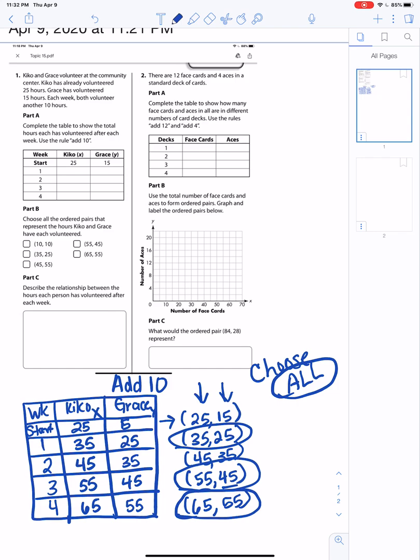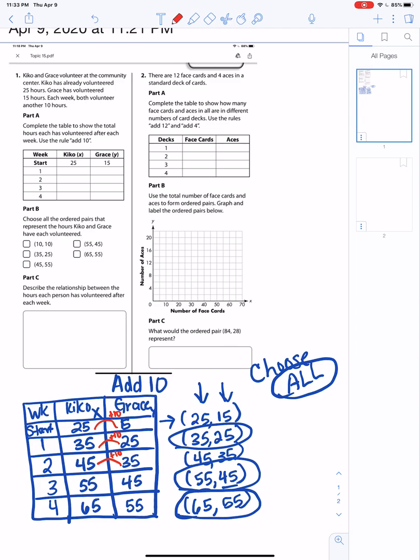So when I'm looking for relationships, I'm looking at these 2 numbers and I'm thinking, how are they connected? What do I know about them? 25 and 15. Okay, well, I know that the relationship here is 10. The difference is 10. If I have 15 and I add 10, I'm going to get 25. If I have 25 and I add 10, I'm going to get 35. If I have 35 and I add 10, and so on.